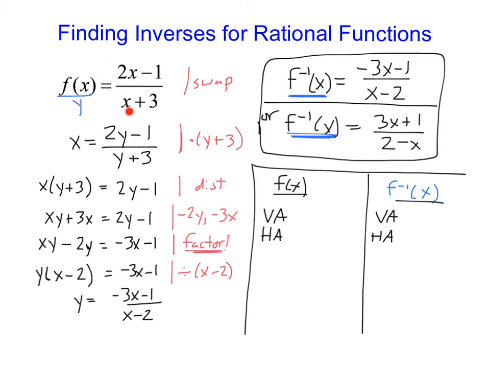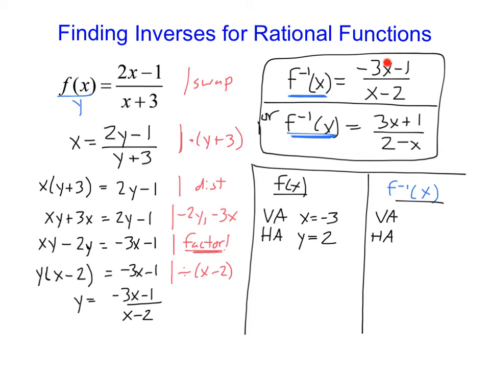In the original one, there's a vertical asymptote. That's where we have that domain error. So that one has a vertical asymptote at x equals -3. And in the original, we got linear over linear. So that's case 2, and the coefficients are 2 over 1. So we have a horizontal asymptote at y equals 2.